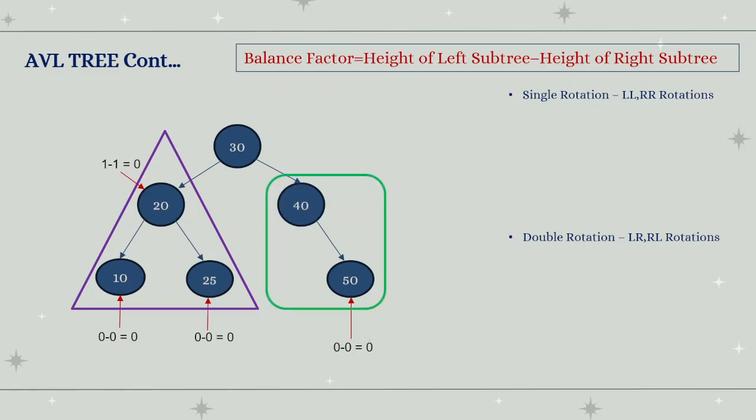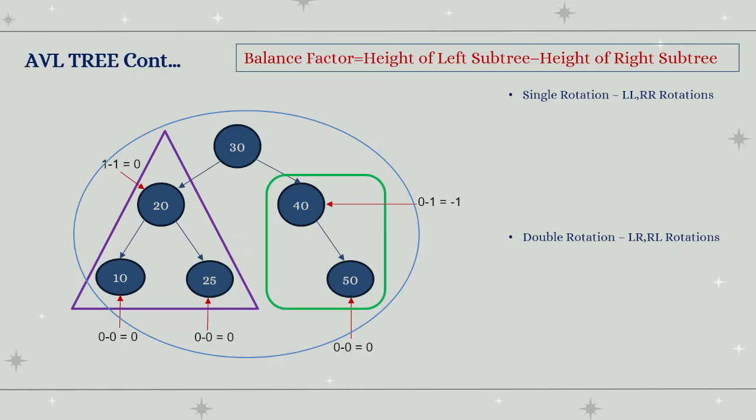Node 40 has one child, 50, which is a leaf node with a height of 0. The left subtree of node 40 has a height of 0 since it has no left child, and the right subtree has a height of 1. Therefore, the balance factor of node 40 is 0 minus 1 equals minus 1.